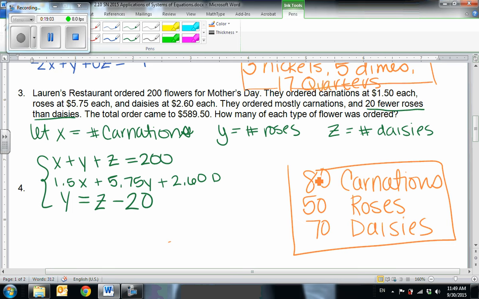Oh, usage. You flipped this. That's what we'll be talking about. If there are 20 fewer roses than daisies, it's going to be roses Y equals daisies Z.